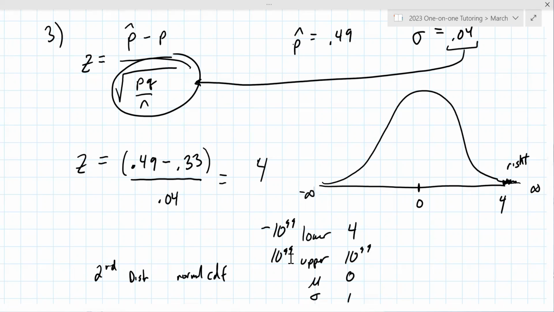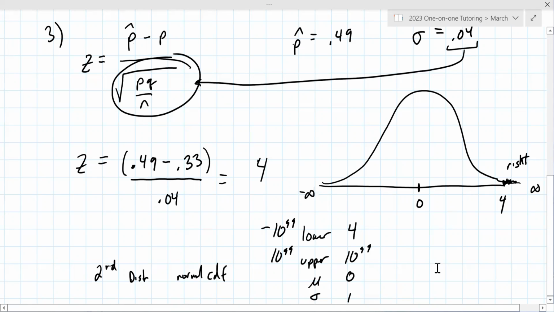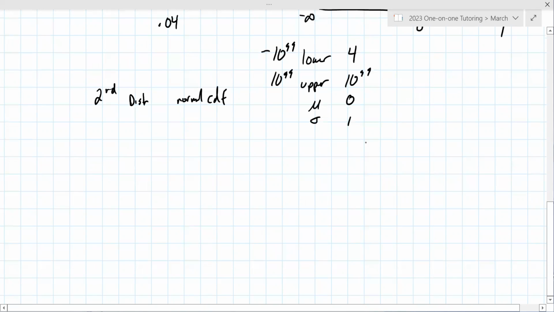And then I got 3.16 times 10 to the minus 5. Yes, so that's essentially 0. You want to treat that as basically 0. And that's your p-value.